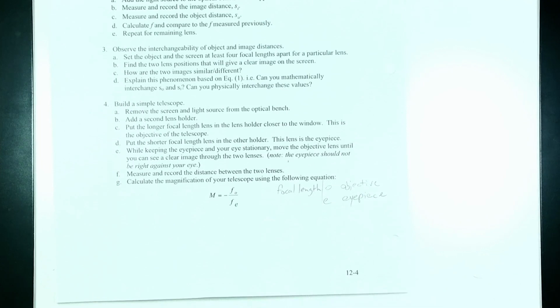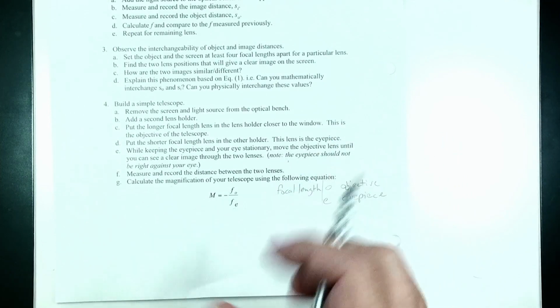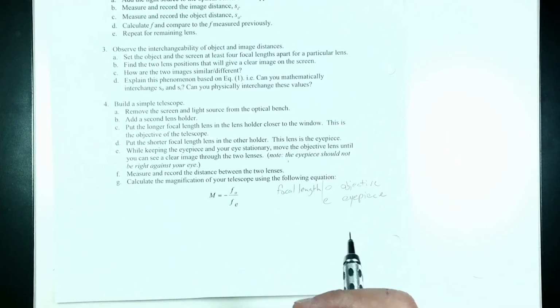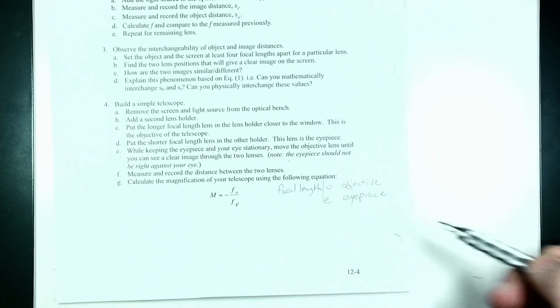Okay, so we had 2 lenses, the red and the yellow lens. We've calculated their focal lengths, and we figured out that the focal length for the yellow is a larger value. In other words, a longer focal length, okay? And the red had the shorter focal length, okay? So which of those 2 do we want to be closer to the object?